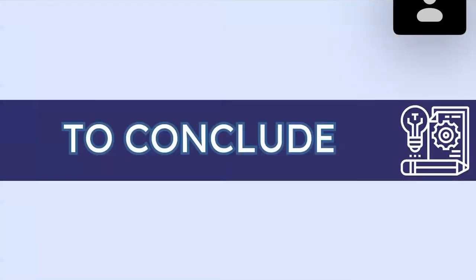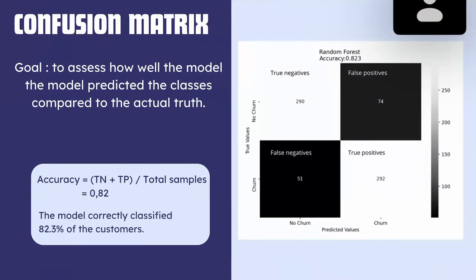So to conclude, I'm going to talk about the confusion matrix, the ROC, and its corresponding AUC. The confusion matrix is an important tool for evaluating the performance of the models, especially in classifying customer churn. It visually represents the number of true positives, true negatives, false positives, and false negatives, and it allows us to assess how well the model differentiated between customers who churned and those who did not.